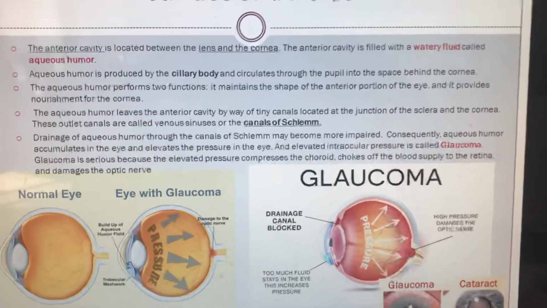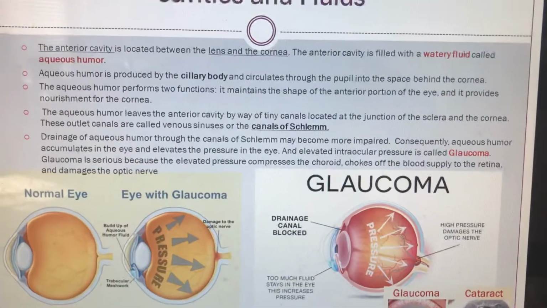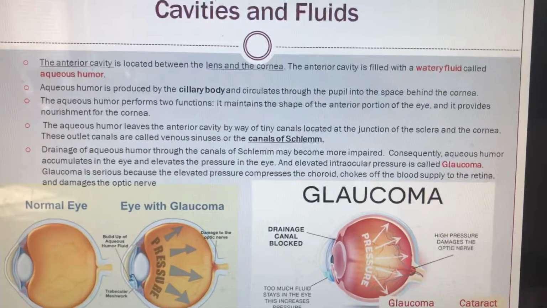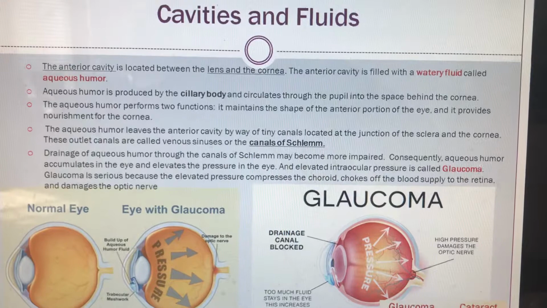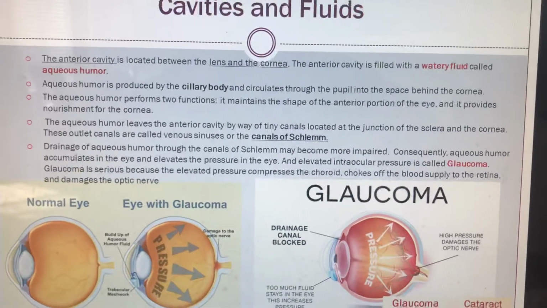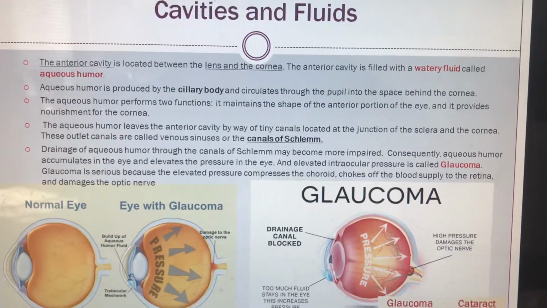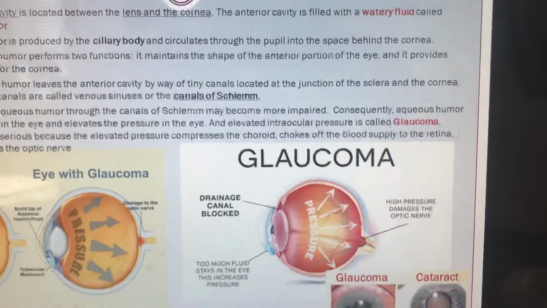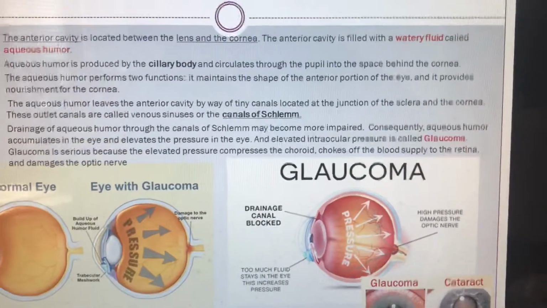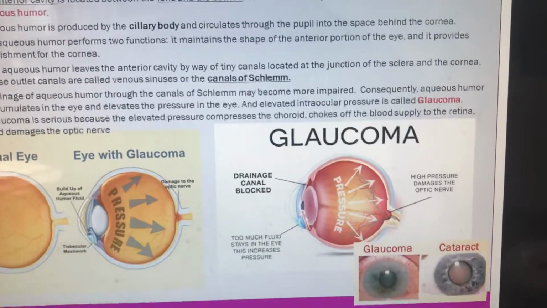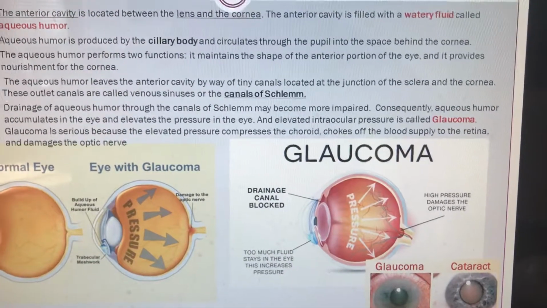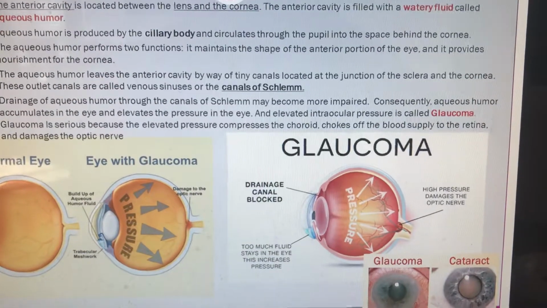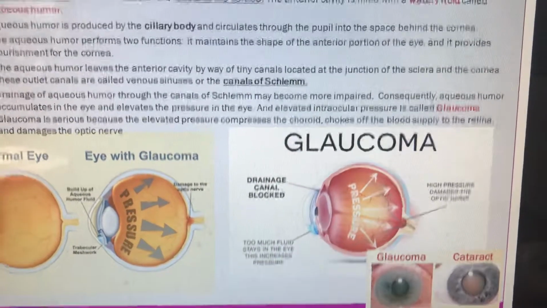Drainage of the aqueous humor through the canals of Schlemm may become impaired, and consequently the aqueous humor accumulates in the eye and elevates the pressure in the eye. An elevated intraocular pressure is called glaucoma. Glaucoma is serious because the elevated pressure compresses the choroid, chokes off the blood supply to the retina, and damages the optic nerve.